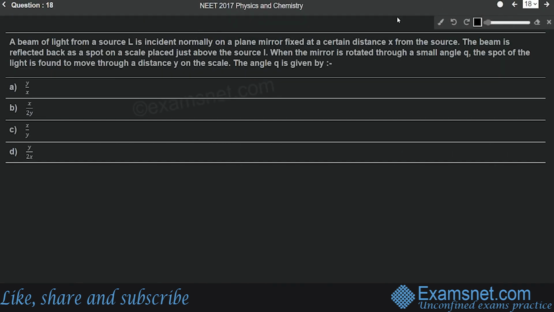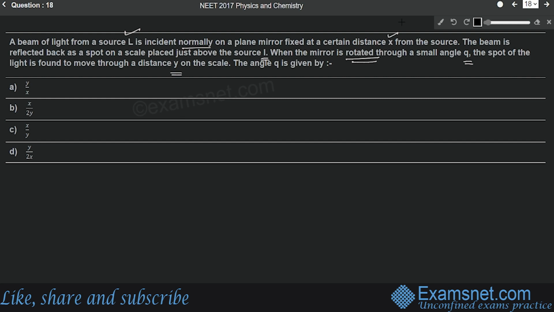Now question number 18 is from the chapter Ray Optics and Optical Instruments, and the question is, a beam of light from a source L is incident normally on a plane mirror fixed at a certain distance x from the source. The beam is reflected back as a spot on a scale placed just above the source L. When the mirror is rotated through a small angle theta, then the spot of the light is found to move through a distance y on the scale. The angle theta is given by.